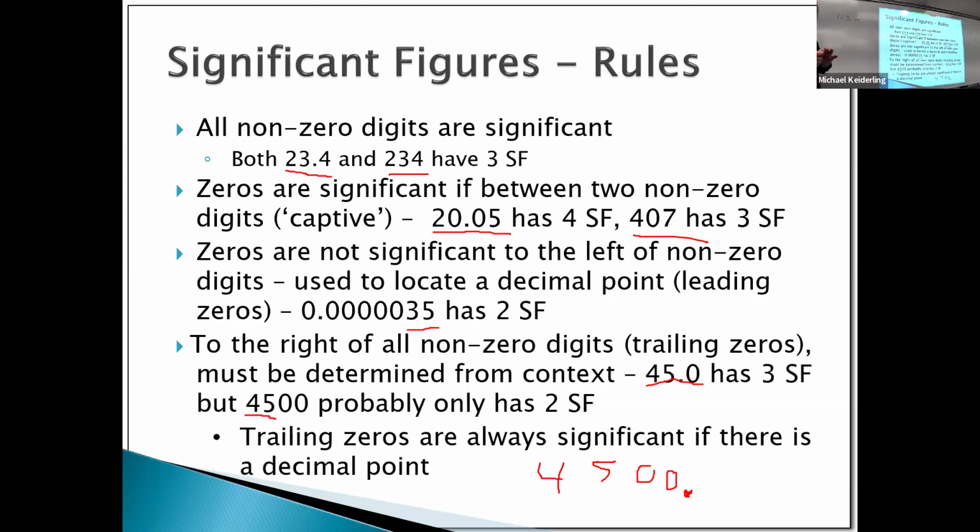If you want to always be safe and make sure all the numbers you write are significant, if you write something in scientific notation, every digit you write is significant. So here 2.75 times 10 to the 4 has 3 significant figures. All 3 of those are significant. So these are the rules for significant figures. Any questions about that?